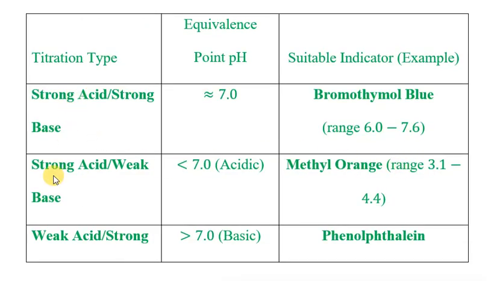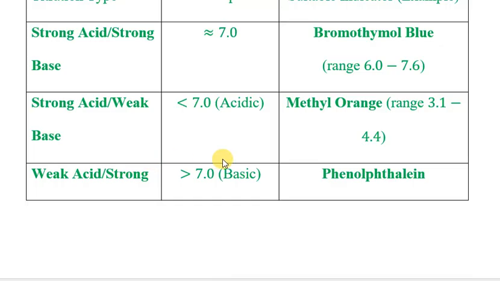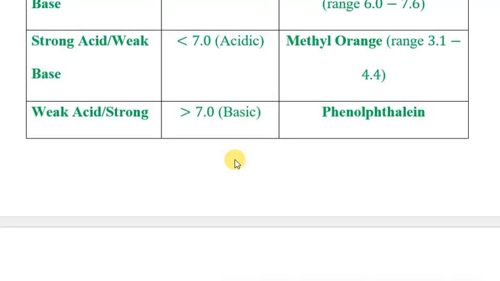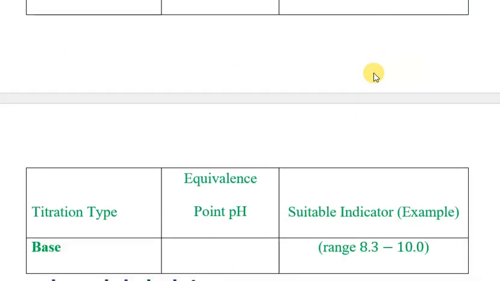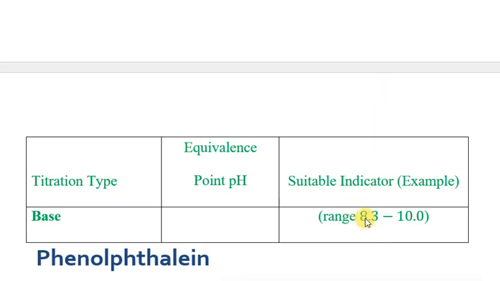For a strong acid and weak base, the equivalence point is less than 7, acidic. The most suitable indicator is methyl orange. Its color change range is 3.1 to 4.4. For a weak acid and strong base, the equivalence point is greater than 7, basic. So a good indicator is phenolphthalein. Its range is 8.3 to 10.1.